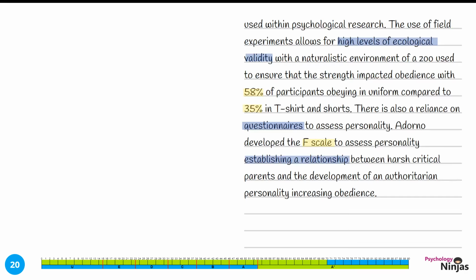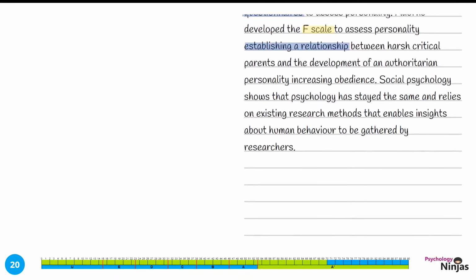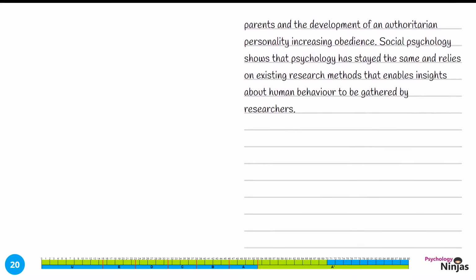We then want to give an assessment or judgment once again. Social psychology shows that psychology has stayed the same and relies on existing research methods that enables insights about human behaviour to be gathered by researchers. We've been definitive in our judgment and linked it back into the debate, saying it hasn't developed, but it has stayed the same instead. And then we want to come to a final conclusion.